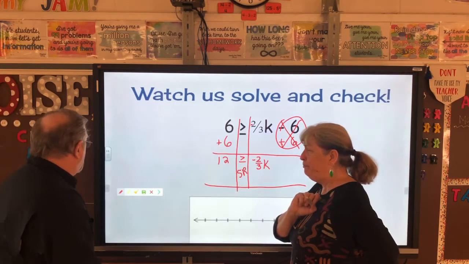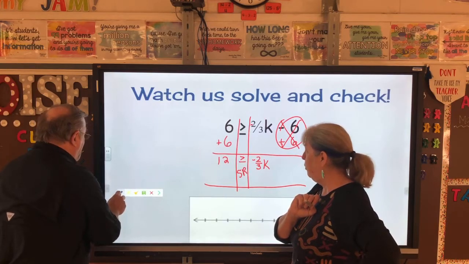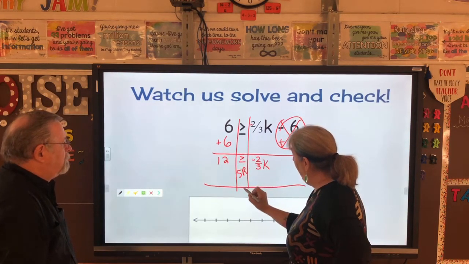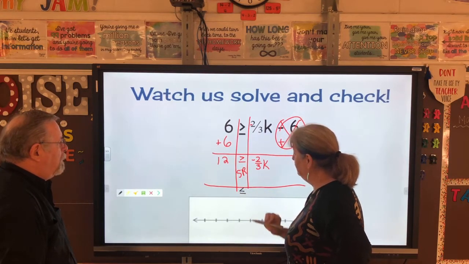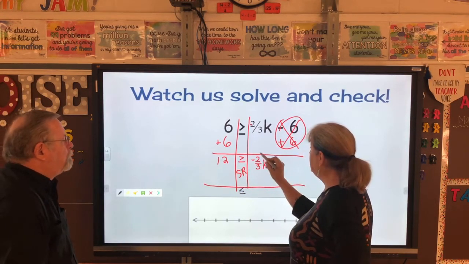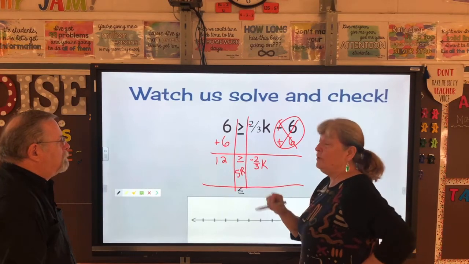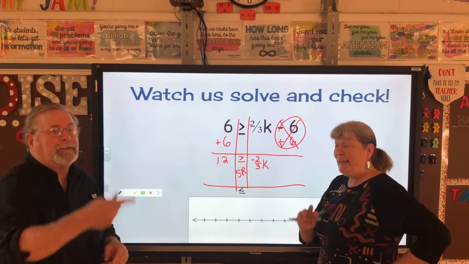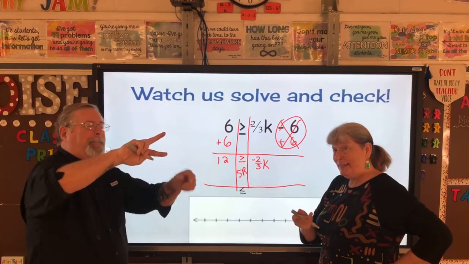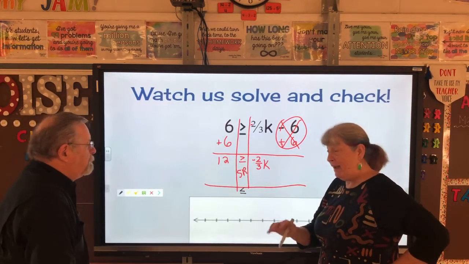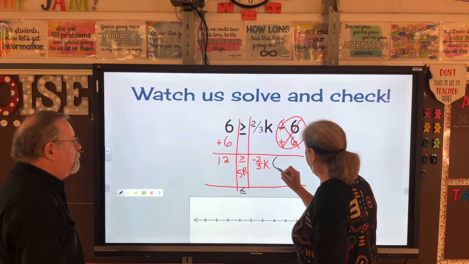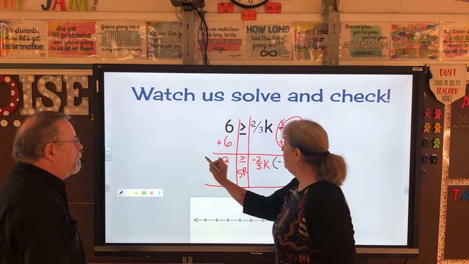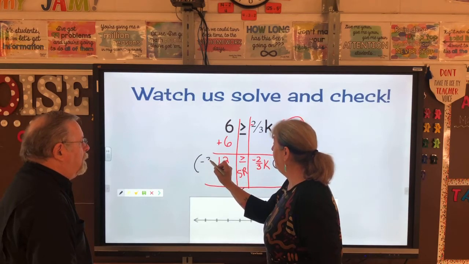Could you give me my different color? Green? Green's hard to see. Black. There you go. Perfect. All right, so that means right now I have to change that sign. And to get rid of this, I'm actually going to multiply by the reciprocal. Reciprocal means take that fraction and flip it over, but it does have to be negative. So I'm going to multiply by negative 3 over 2, and I'm going to multiply this side by negative 3 over 2.